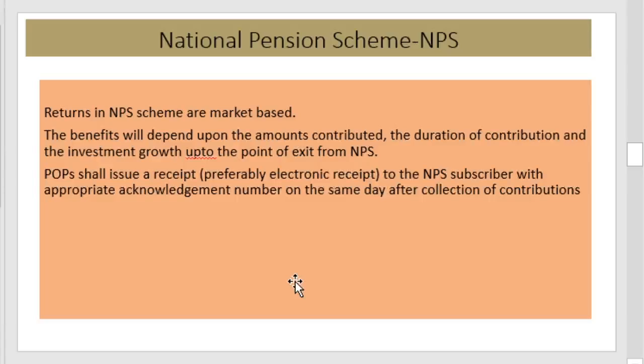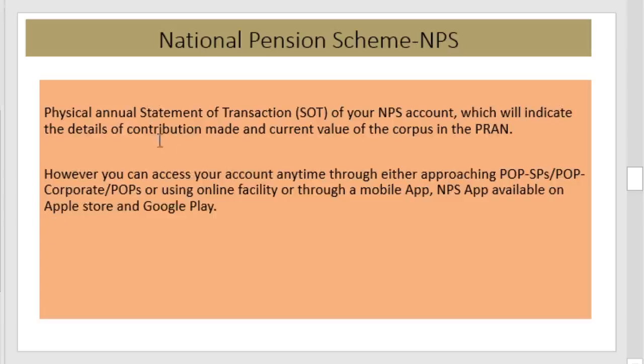The POP, point of presence, shall issue a receipt to the NPS subscribers with the appropriate acknowledgement number on the same day after the collection of contribution. A physical annual statement of transaction, that is SOT, of your NPS account is also available, and we can access our account at any time by approaching the POP-SP or POP.